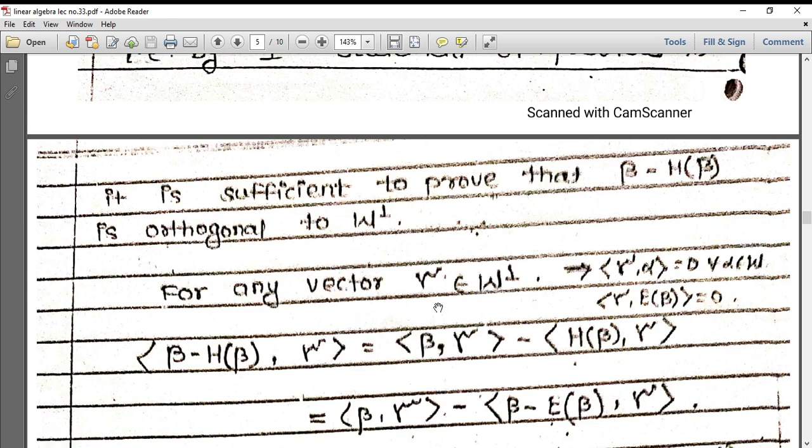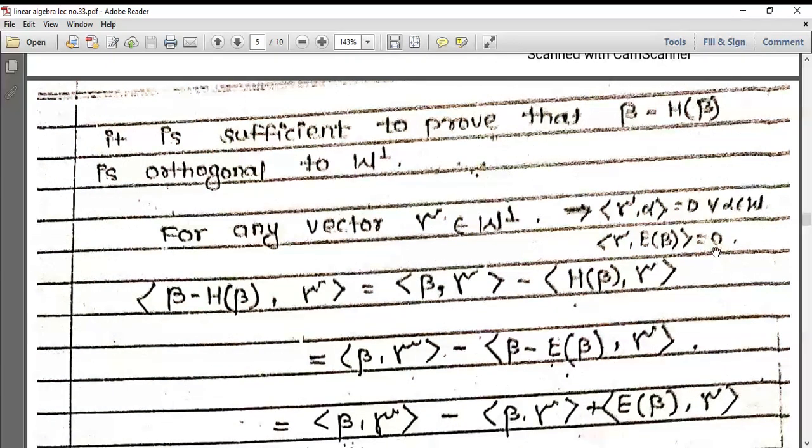For any vector gamma belonging to W perp, the inner product of gamma and alpha is equal to 0 for all alpha belonging to W, because gamma belongs to W perp. Here alpha is nothing but E of beta. Therefore, the inner product of gamma and E of beta is equal to 0. Hence, consider the inner product of beta minus H of beta and gamma.